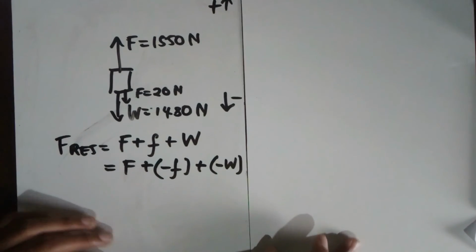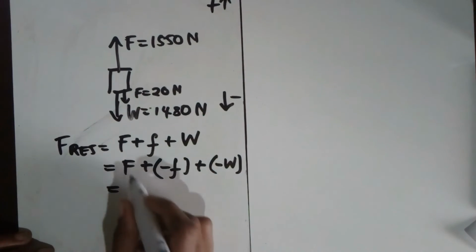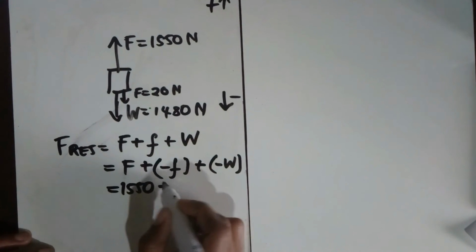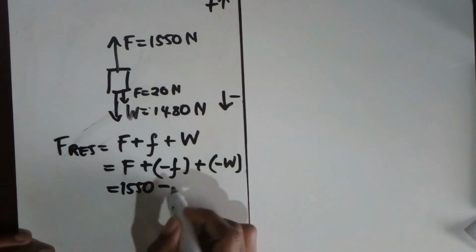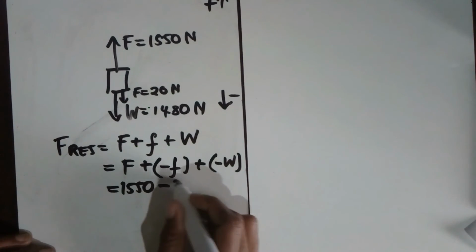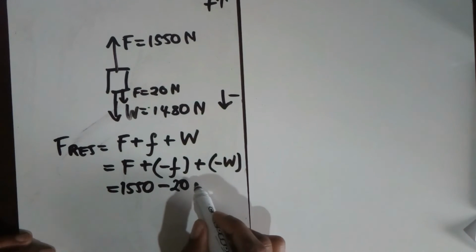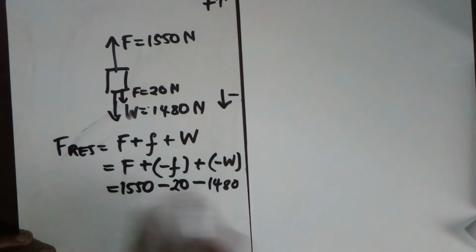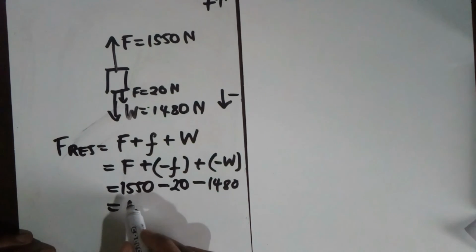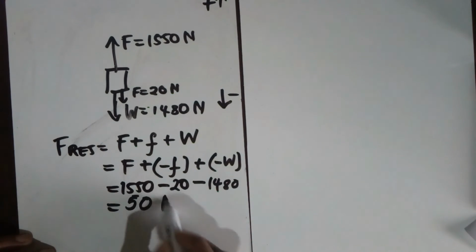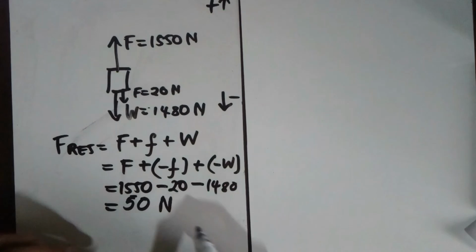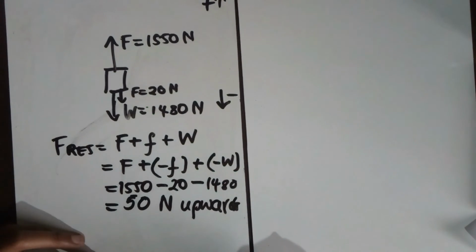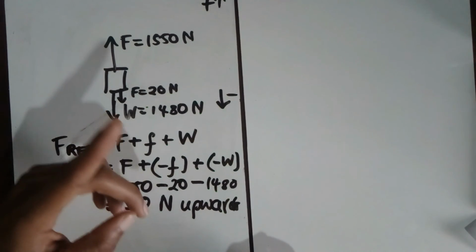Now it's just a matter of calculations. F is 1550, plus friction, and a plus multiplied by a negative gives us minus 20, minus 1480. This together is going to be 1500, so our force is actually going to be 50 newtons. It's positive, meaning it will be acting upwards.